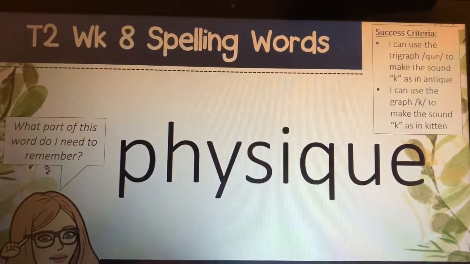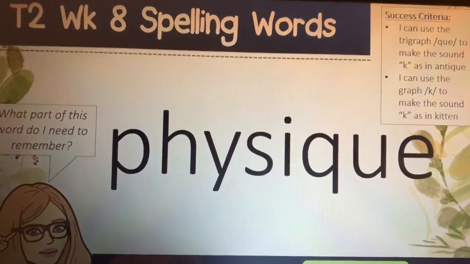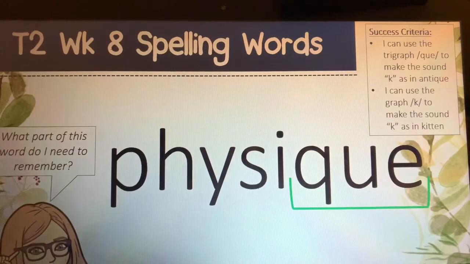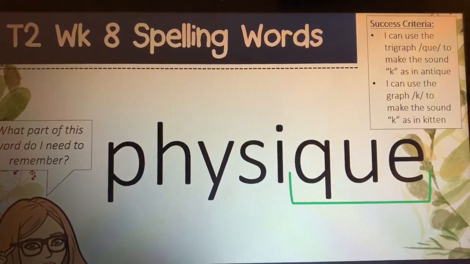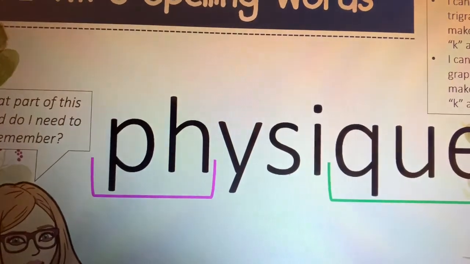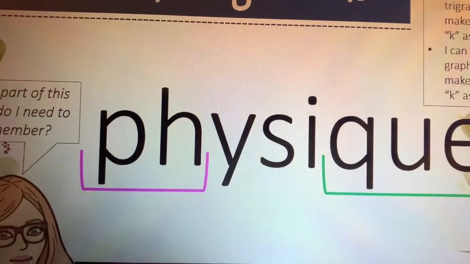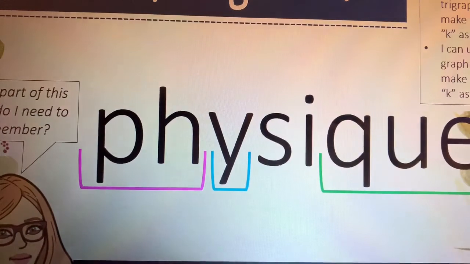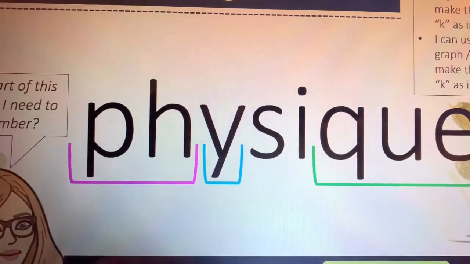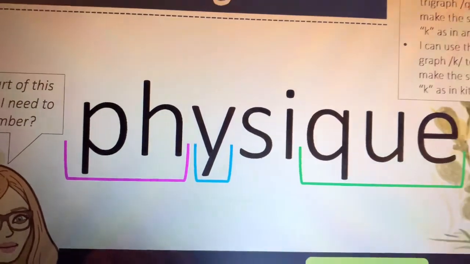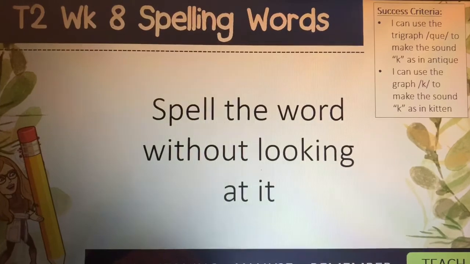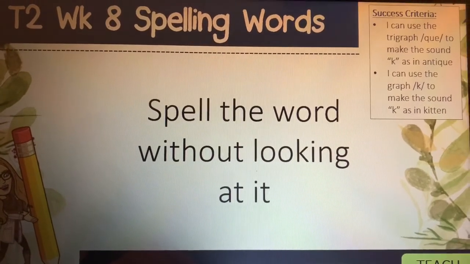What part of the word physique do you think we need to remember? If you said the trigraph Q-U-E, you would be correct. If you also said the digraph PH, making the F sound, you would also be correct. And you would also be correct if you said the letter or the graph Y, which is making the I sound. Okay, pause the video and have a turn at spelling the word physique without looking at it.